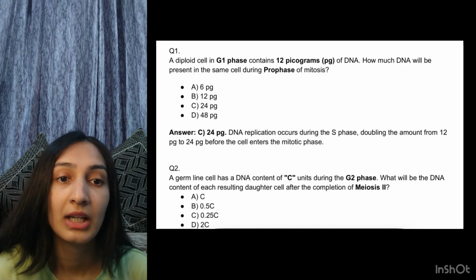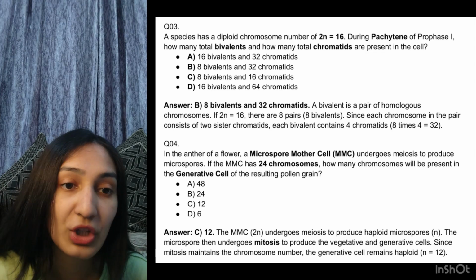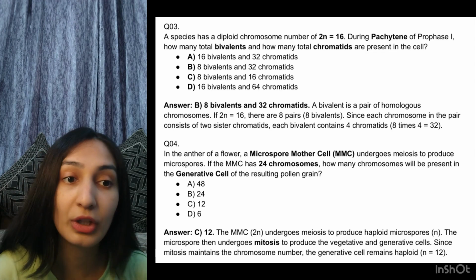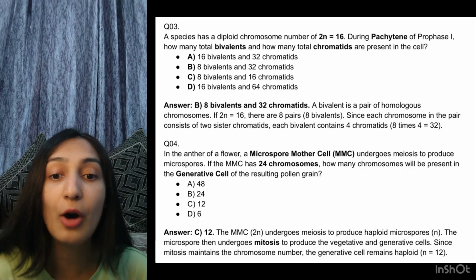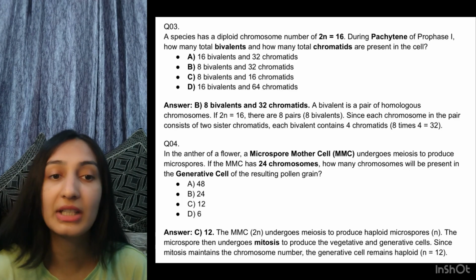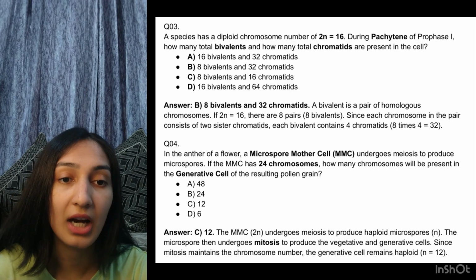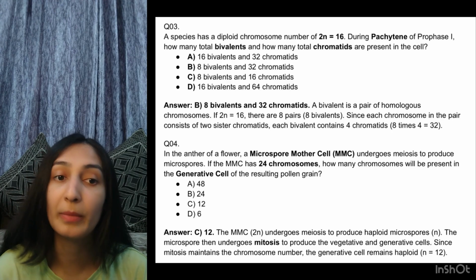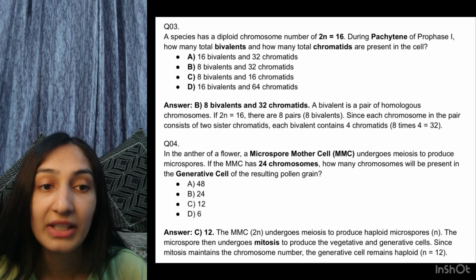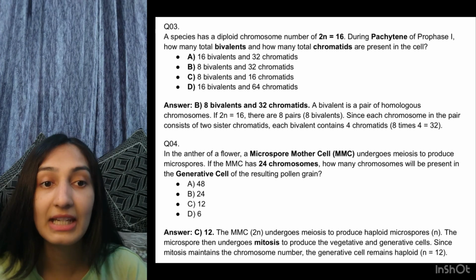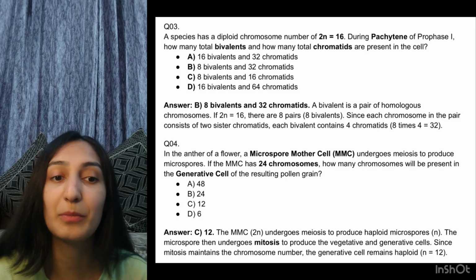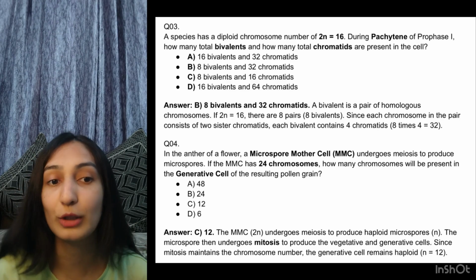Okay. Next question: a species has a diploid chromosome number of 2n = 16. During pachytene of prophase 1, how many total bivalents and how many total chromatids are present in the cell? The options are 16 bivalents and 32 chromatids, 8 bivalents and 32 chromatids, 8 bivalents and 16 chromatids, and 16 bivalents and 64 chromatids. So the answer is B, that is 8 bivalents and 32 chromatids.